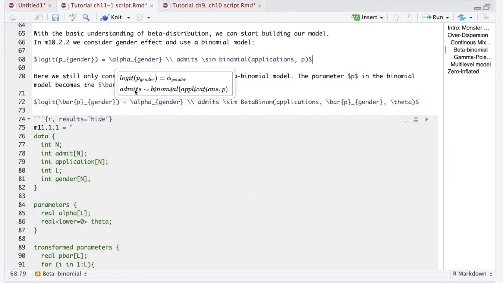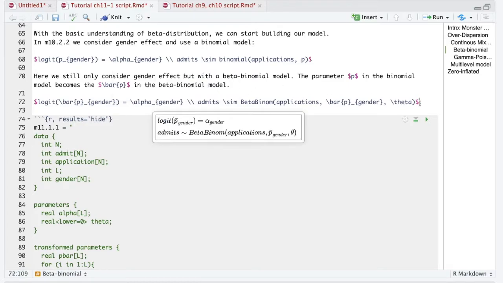So the old model, we first use the logit transformation to match the p to the whole real number line, and then use the binomial likelihood function to estimate the p value here. And actually, in the beta binomial model, it's pretty similar. So we use the logit transformation to transform p bar to the whole real line. But we change the binomial likelihood function here to a beta binomial likelihood function and then add a theta.